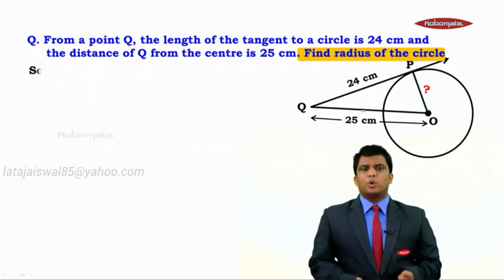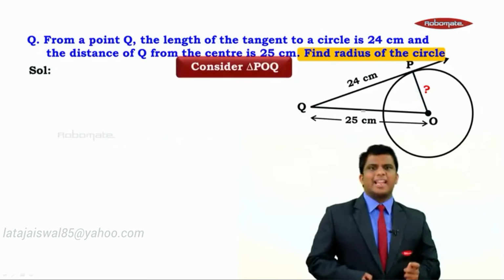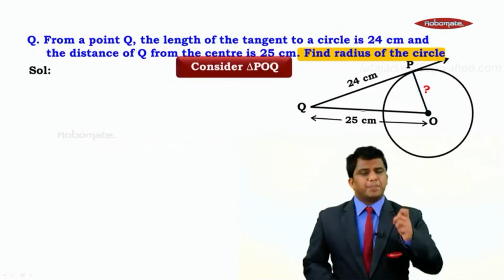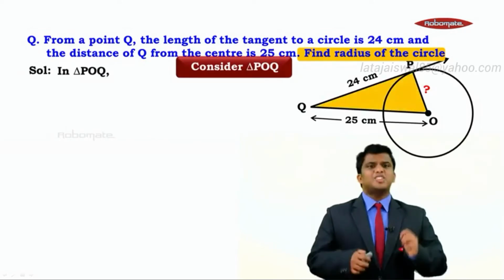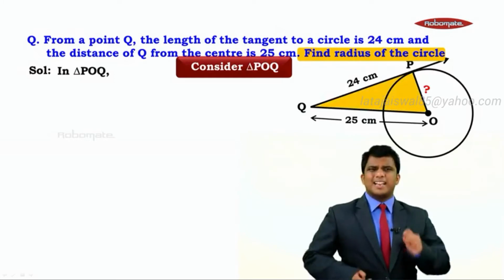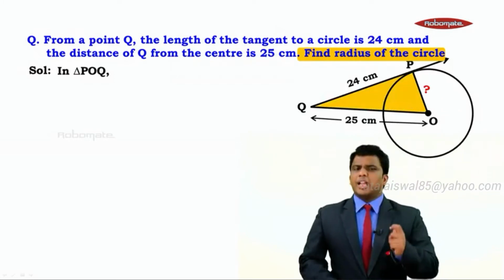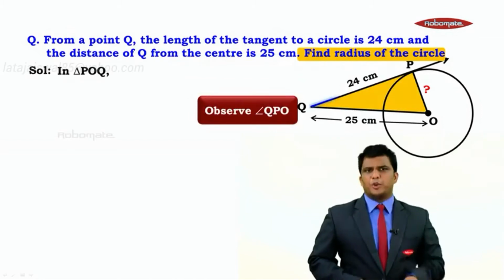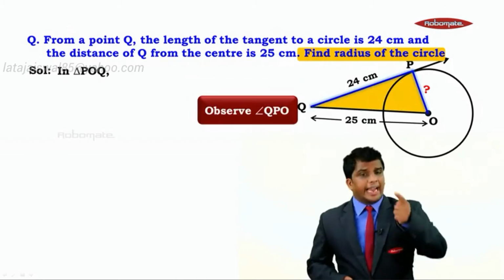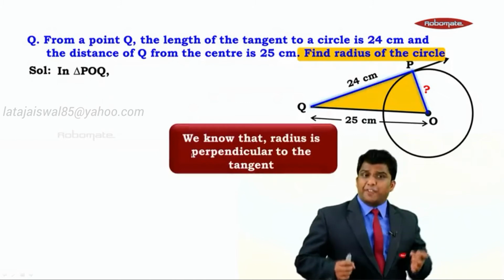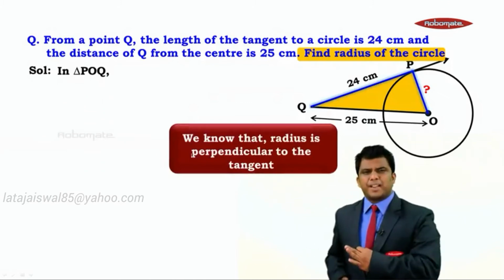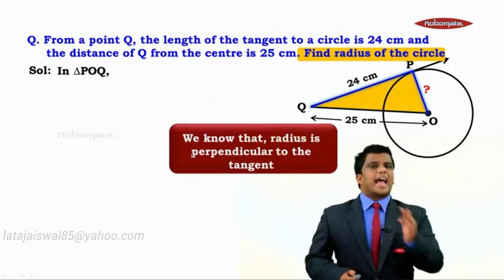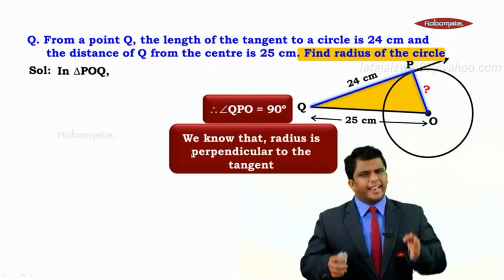If you look at PO, it definitely belongs to a triangle. So let's consider triangle POQ. In this triangle POQ, let's understand what else we know. Look at angle QPO. Now, if you look at angle QPO, its one arm is a tangent and the other arm is a radius. And we know the relation that radius is perpendicular to the tangent. Hence, angle QPO will be 90 degree.